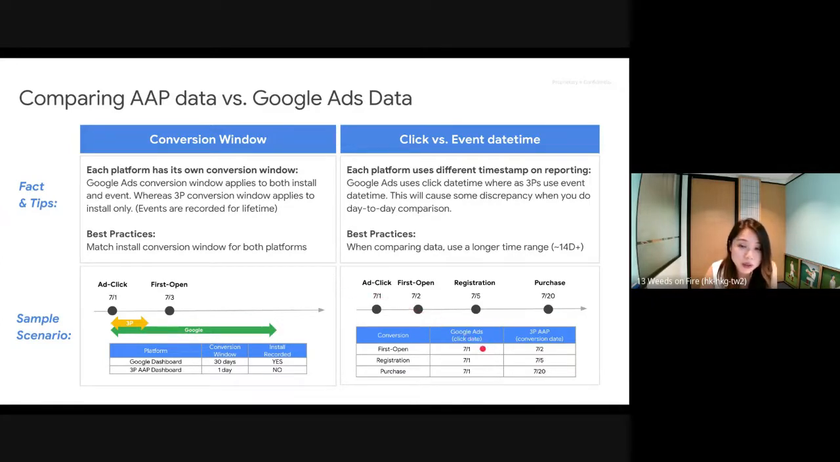So here's also one of the reasons why, if you just look at a specific date, the data may differ. What we suggest is that when you compare data, use a longer time range, maybe 14 days, so that it shows the total number of conversions and you are able to minimize those differences.